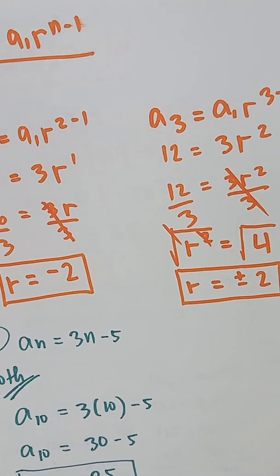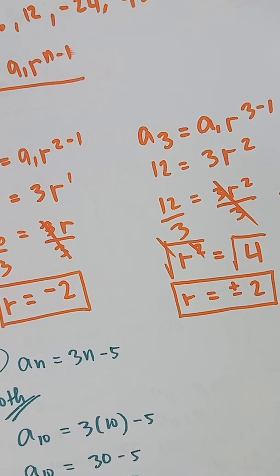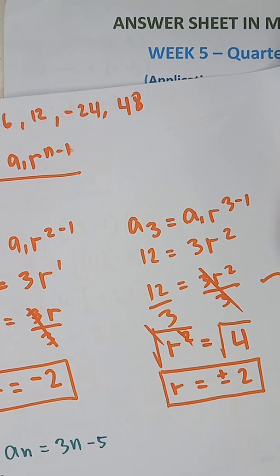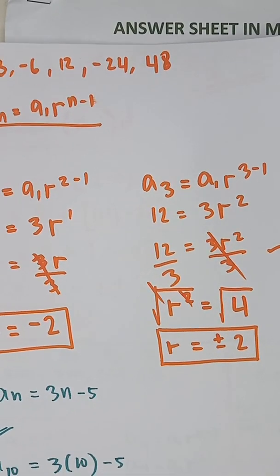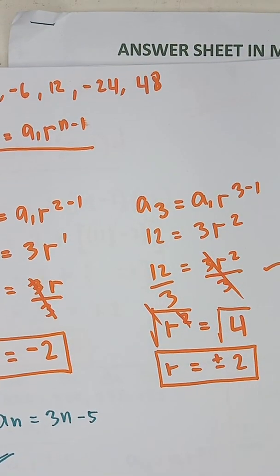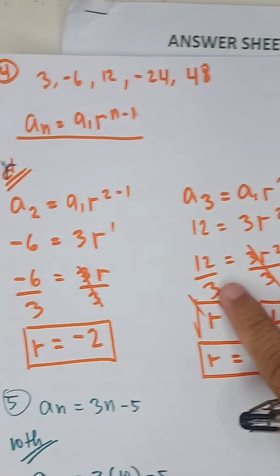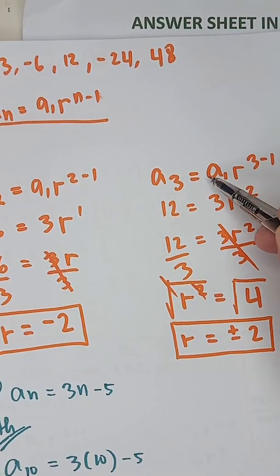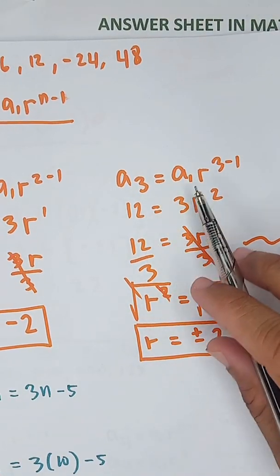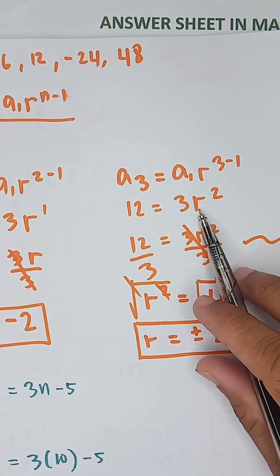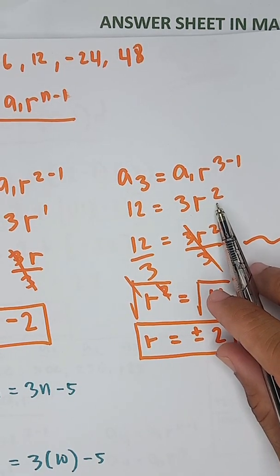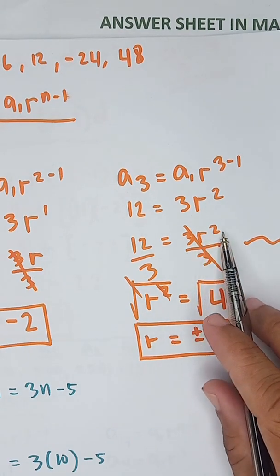Then, proceed to finding the r. Or here, I have also another answer. I used a sub 3 or the third term. Kasi yung dati, a sub 2, di ba, yung pangalawang term. We will see if talaga yung r is -2. So, a sub 3 is 12. Then a sub 1 is 3, r, then raised to 3 minus 1, that's 2 if you subtract. Then 12 is equal to 3r squared.